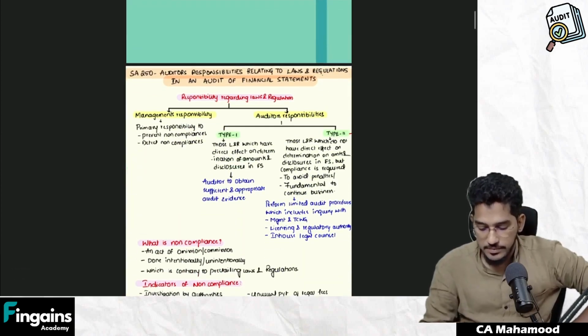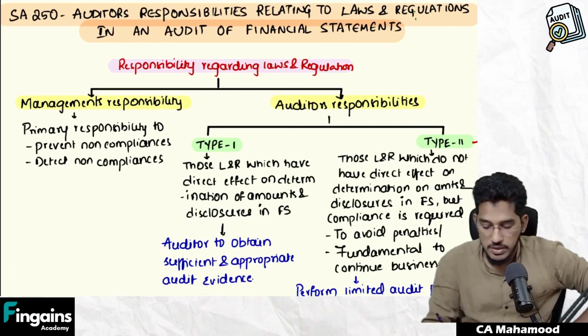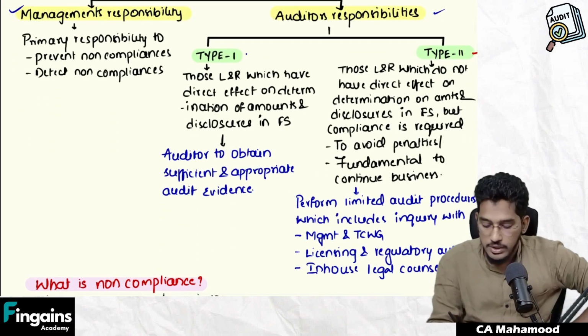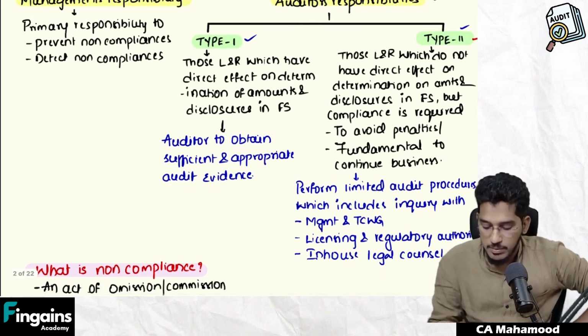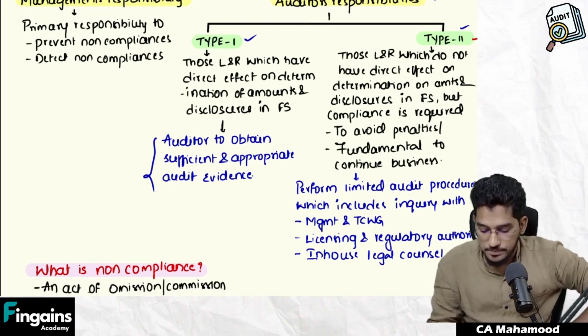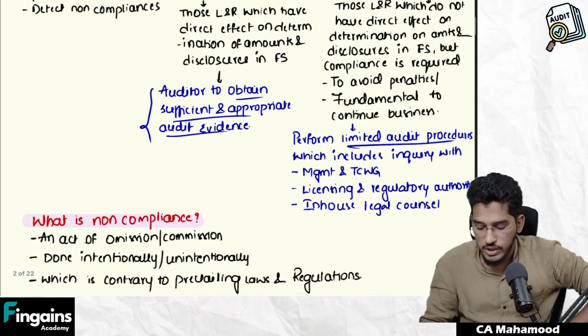See here, see the chart. The first part of the chart talks about responsibility. They are explaining who is primarily responsible, what is management's responsibility, what is the auditor's responsibility. For the auditor's responsibility, we divided laws and regulations into 2 categories. Then we have even mentioned who is responsible for what. When it comes to type 1, the auditor is responsible to obtain sufficient and appropriate audit evidence. When it comes to type 2, the auditor should perform only limited audit procedures or specified audit procedures.